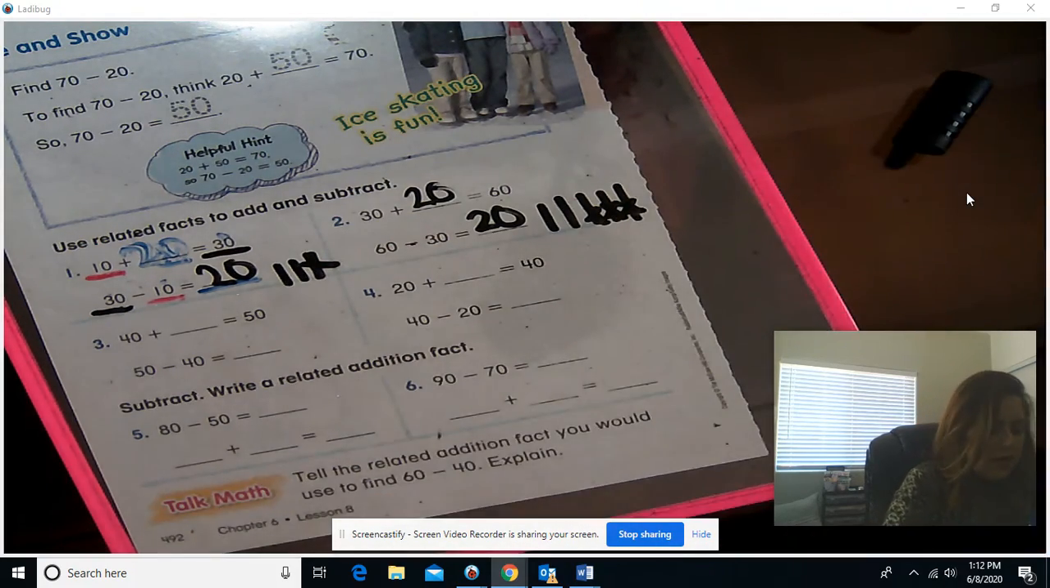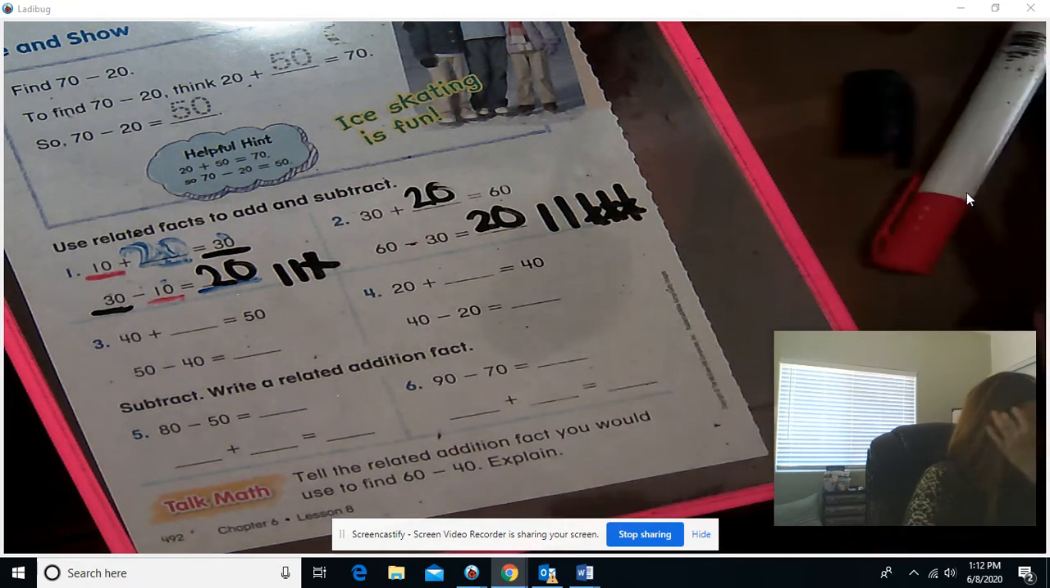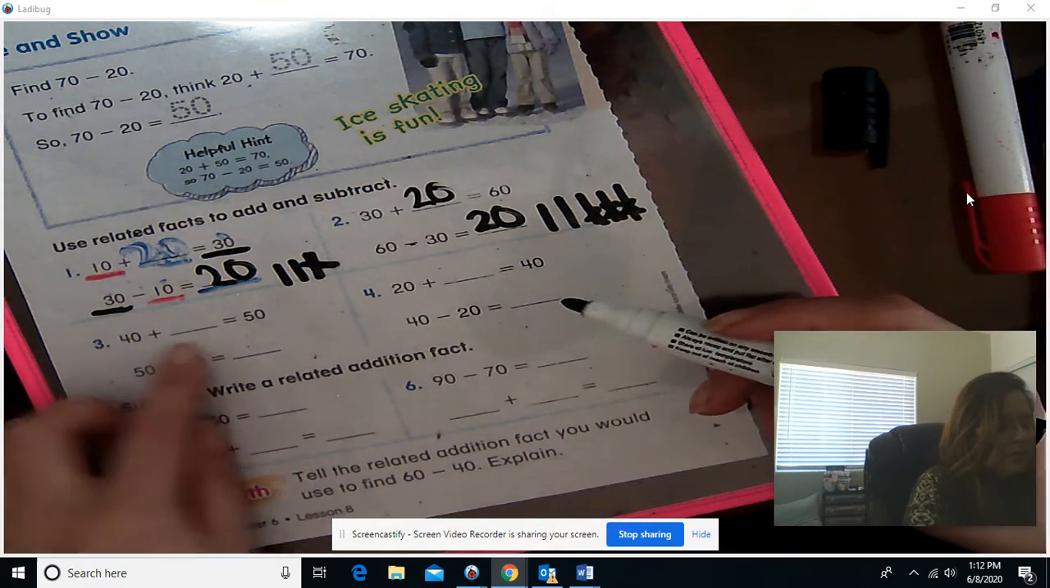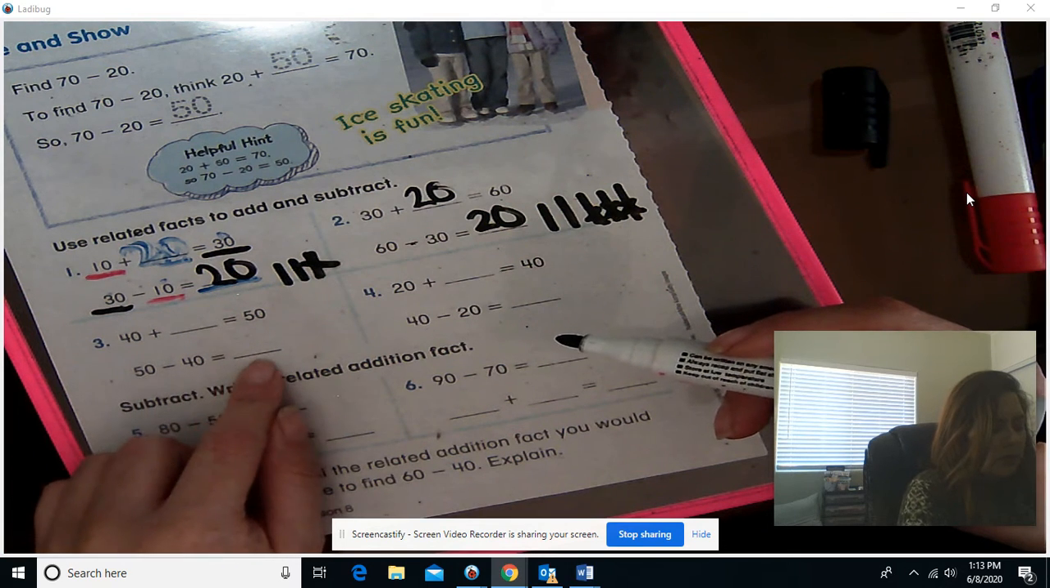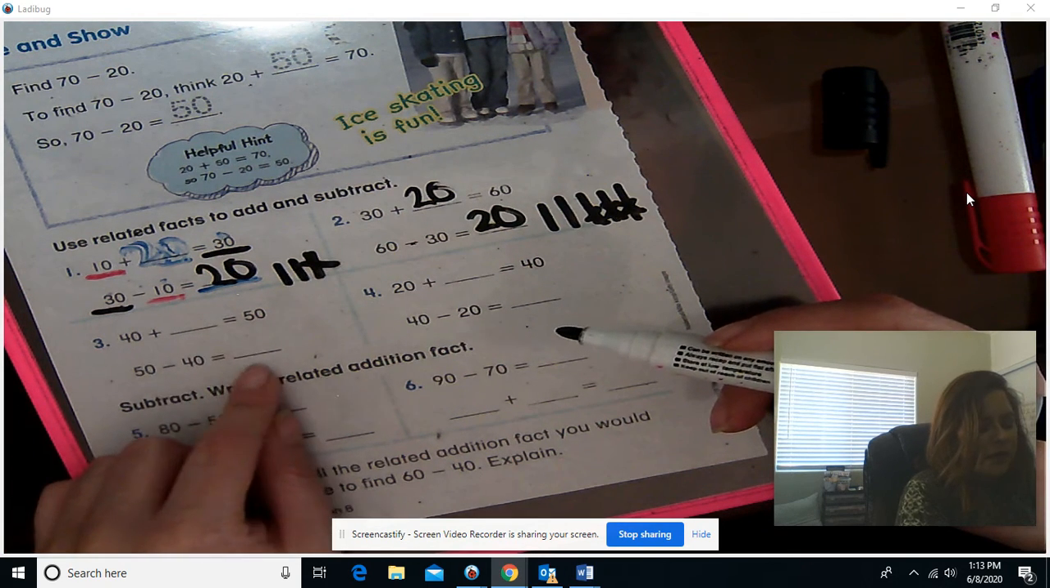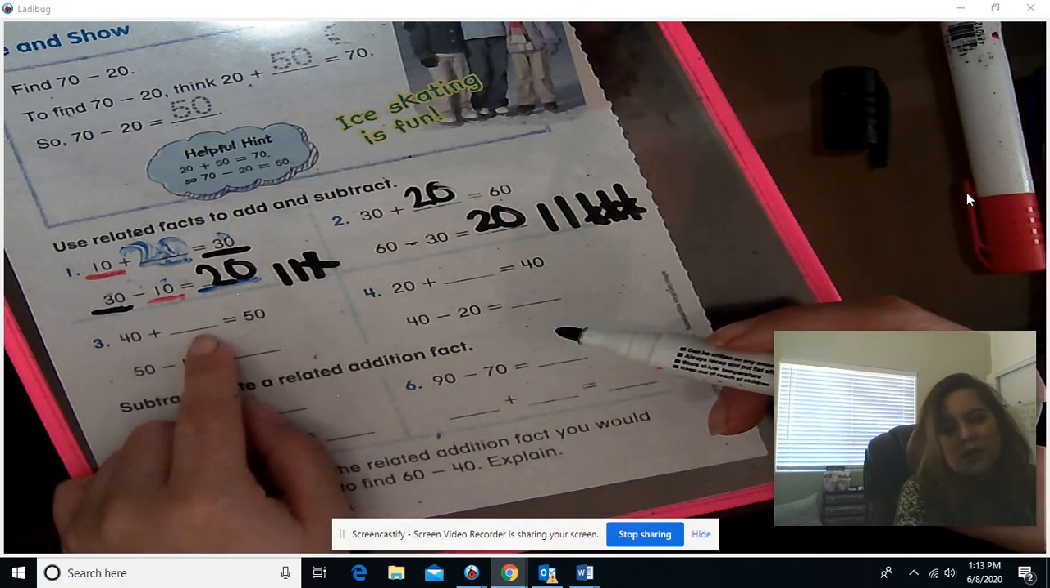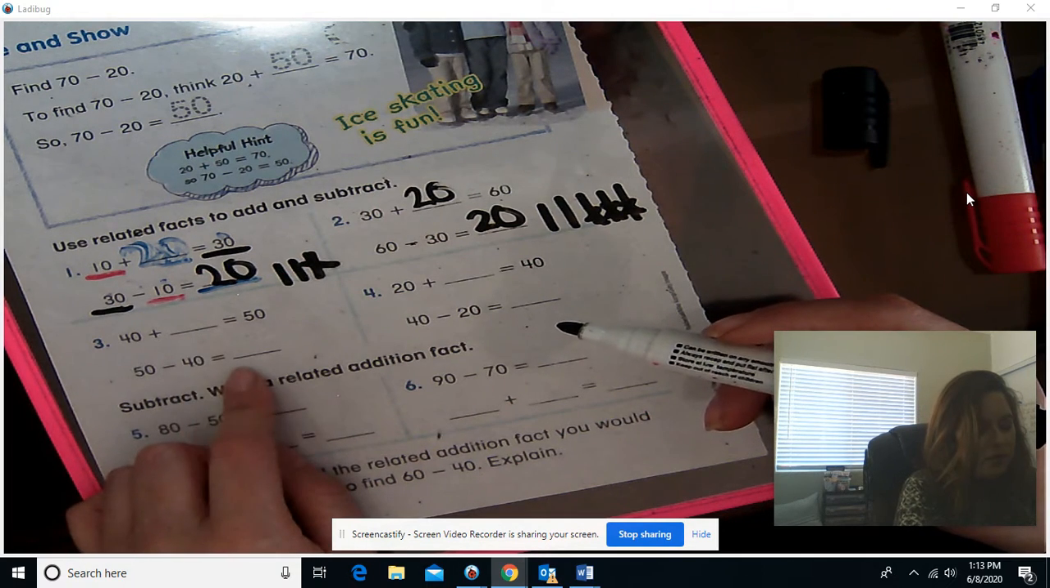Okay, let's try the next one. 40 plus blank equals 50. 50 minus 40 equals blank. It's easier for me to find the answer than to find the unknown. So I'm going to start with the subtraction.